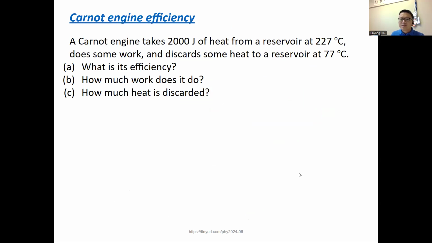So let's take a look at this example on the Carnot engine efficiency. It says that the engine takes in 2000 joules of heat from a reservoir at 227 degrees Celsius and does some work and discards the rest of the heat to the reservoir at 77 degrees Celsius. It gives us two temperatures. They are given in Celsius, so we know that we need to convert them into Kelvin, because Celsius is not an SI unit, when calculating efficiency.